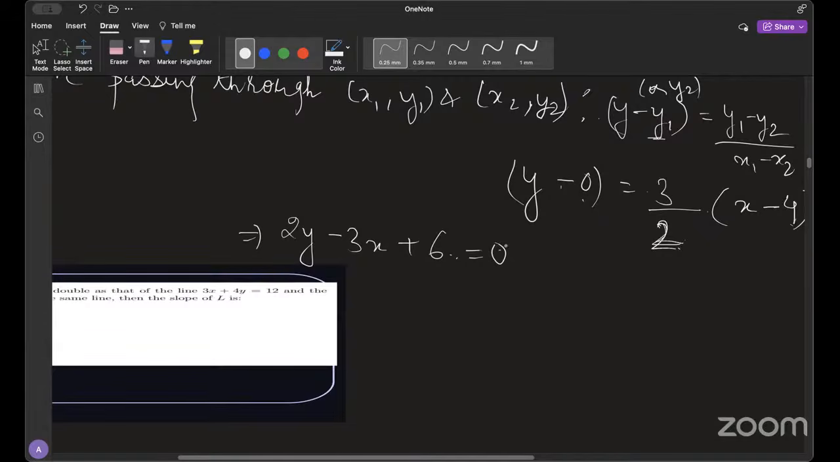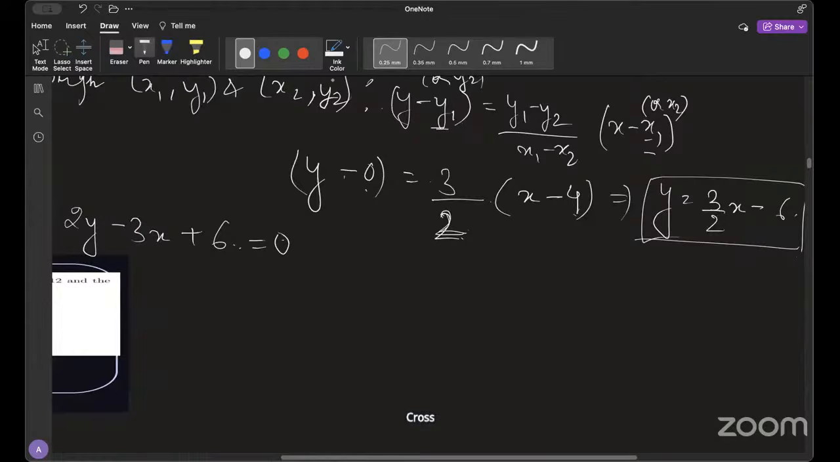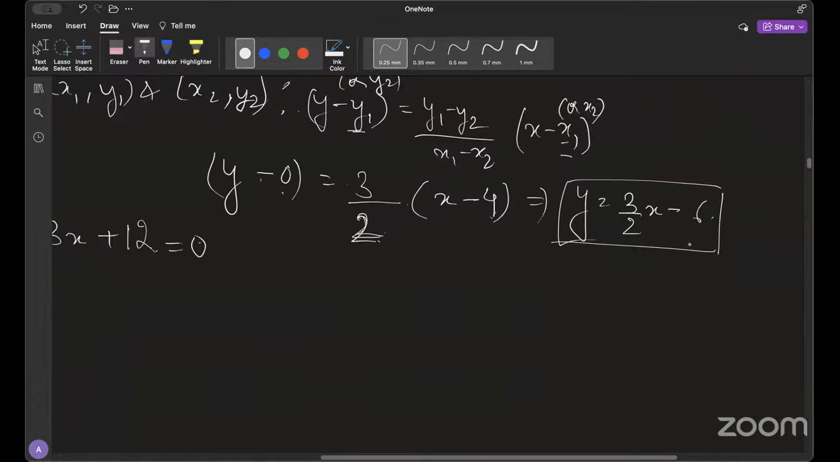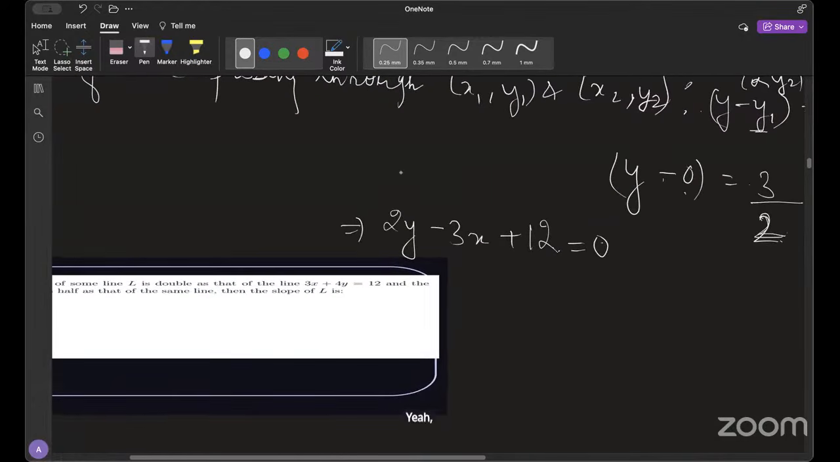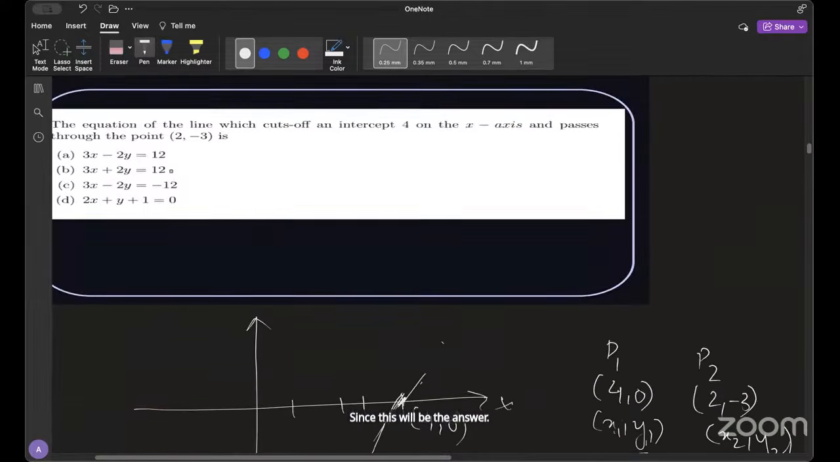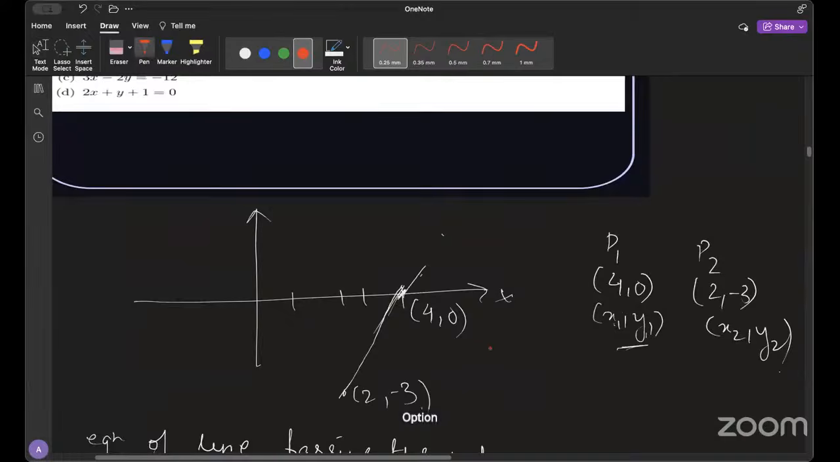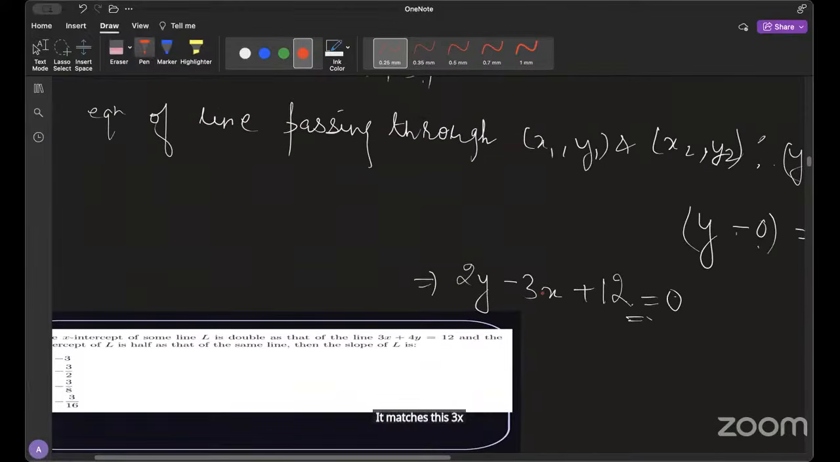Ma'am, but you just cross multiplied. Okay, at y that 2, then it goes to this side, then this is 3x. Yeah, this we get 12 here. Okay, this should be the answer, and it's Option A. Option A is the answer. A matches this: 3x minus 2y equals 12, 3x on that side minus 2y and 12 on this side.